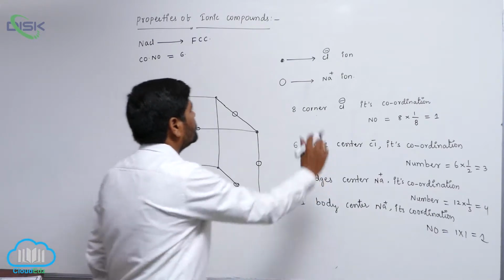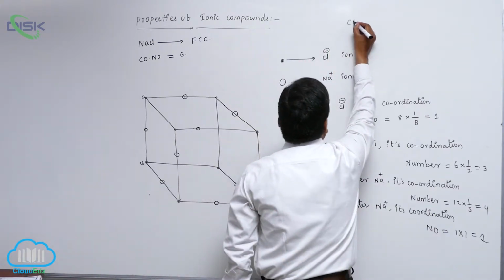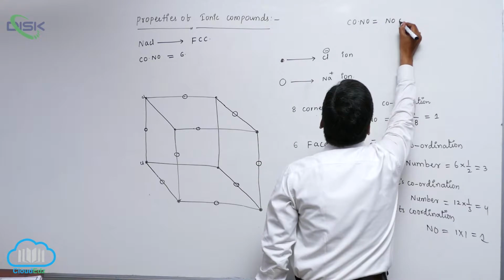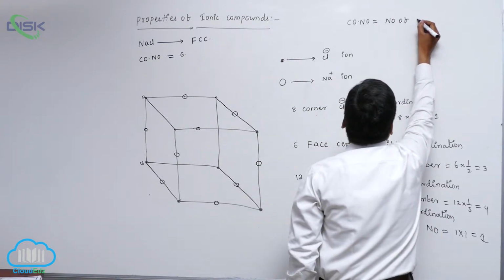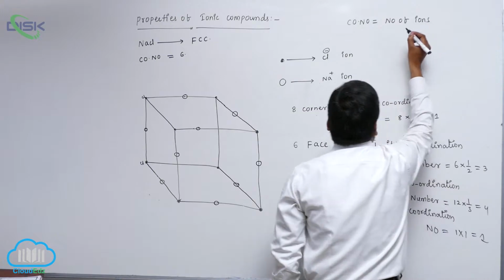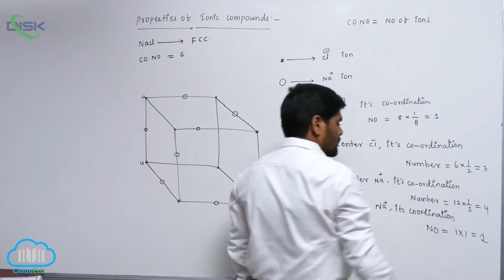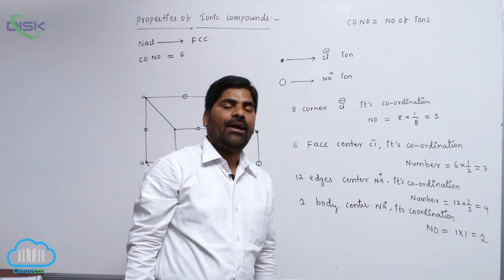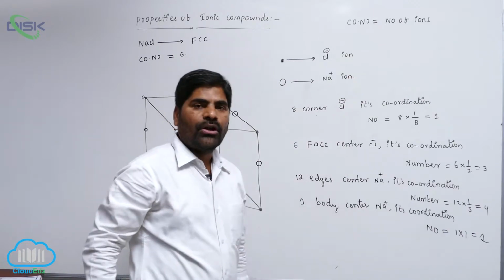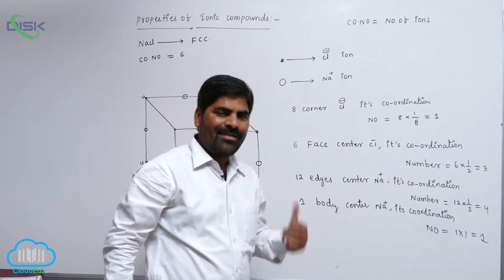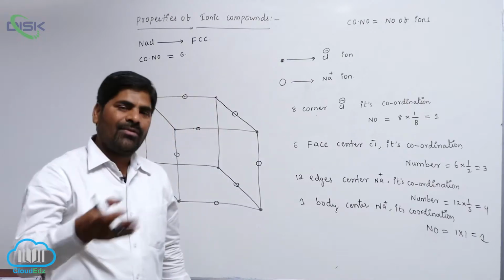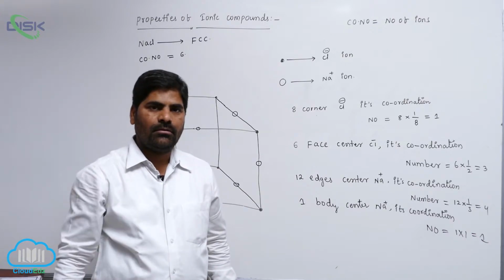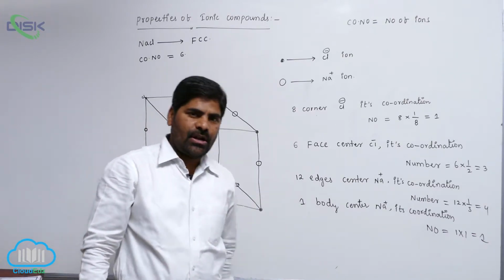Coordination number means the total number of ions surrounded by opposite ions in an ionic crystal is known as coordination number. In ionic crystals, around a central ion, the number of oppositely charged ions surrounding it is known as the coordination number.